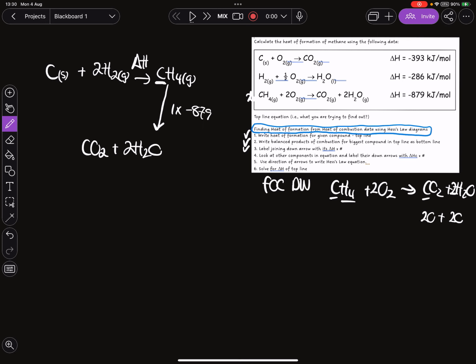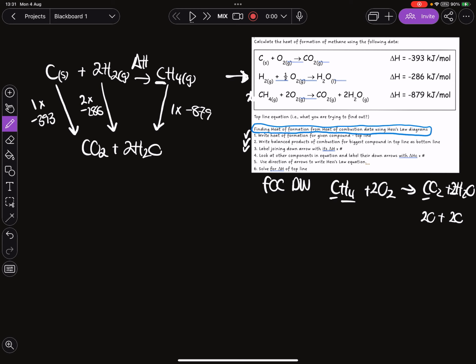I then look at the other components in the equation and label their down arrows with their delta HCs, their enthalpy of combustion value, and their number. So I have only one carbon here, so that must mean that it's going to be 1 by minus 393 kilojoules per mole. And when I look here at my H2s, you will see from this equation here there's only one H2 in the equation, but I have 2 in my top line, so I must multiply 2 by minus 286.